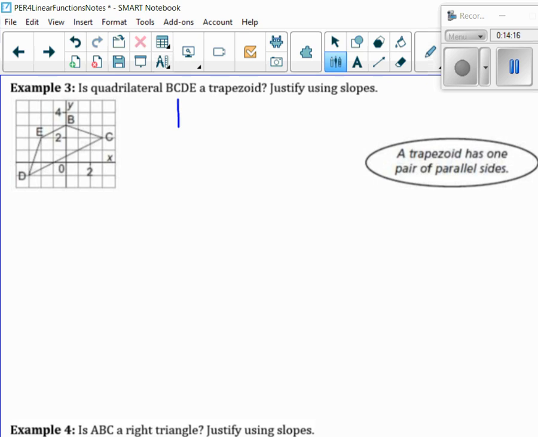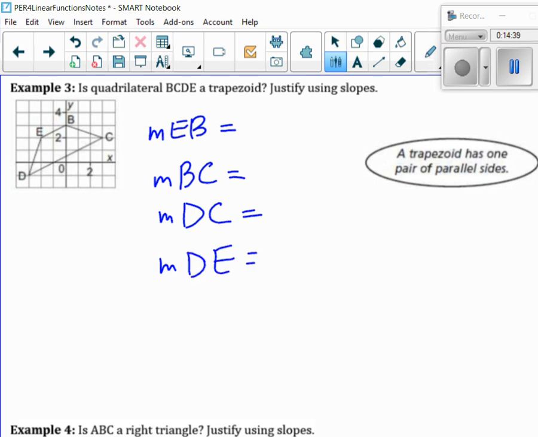So I'll give you a second to calculate M of EB. M of BC, that's slope. M of DC. And M of DE. Okay, so I'll give you a second to find all 4 slopes, and then, obviously by just looking at it, you have a good guess that EB and DC are the parallel ones, but we're going to prove it using slopes, okay? So I'll give you a second to figure that out.